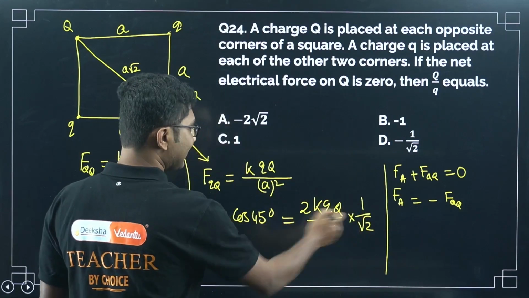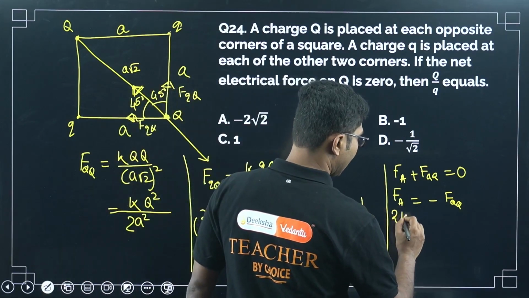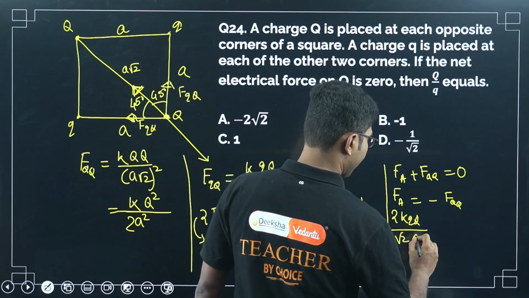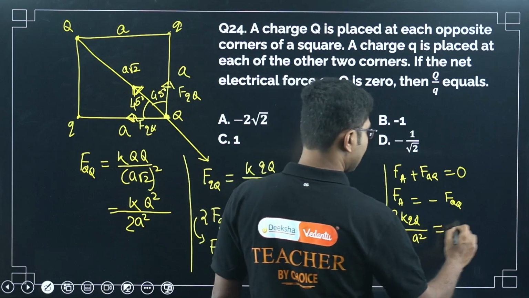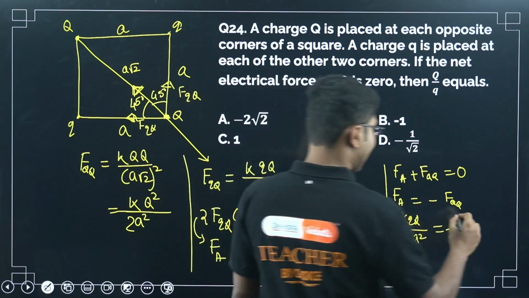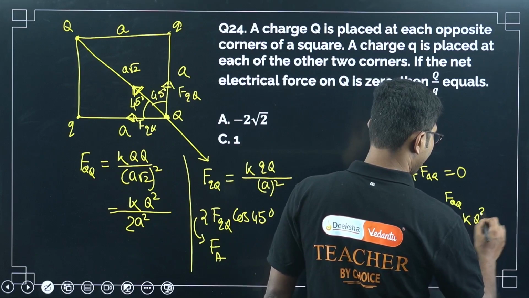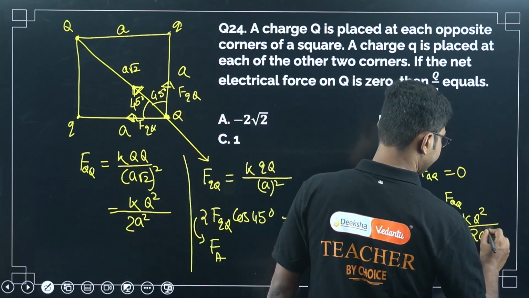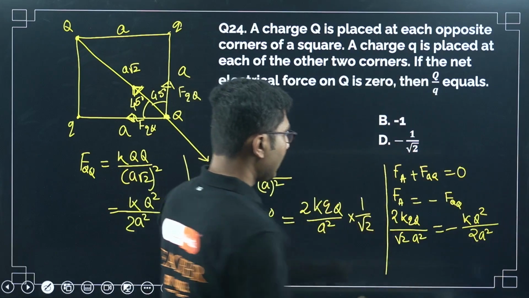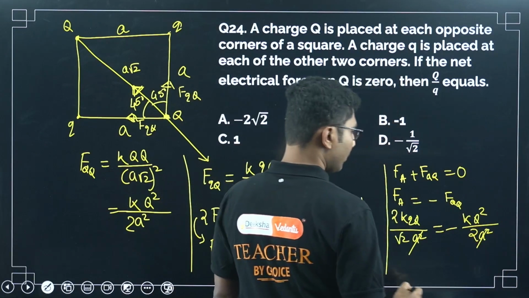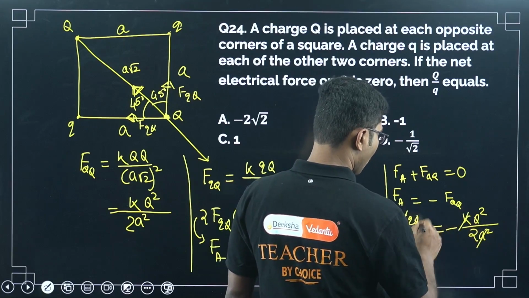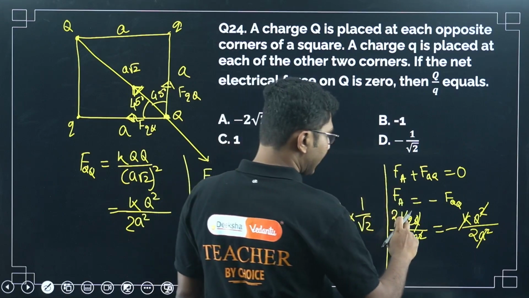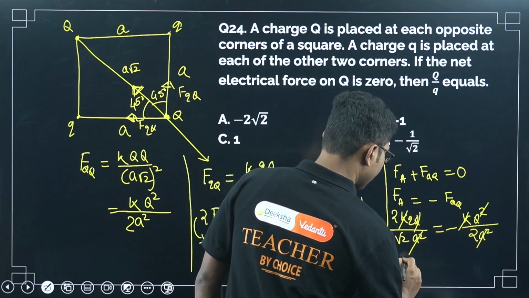FA is this value: 2KQQ by root 2a square equals to minus KQ square divided by 2a square. So a square cancels, K cancels, one of the Q is cancelled, and they have asked you to find capital Q by small q. So take this small q on that side. I hope this will be easier for you.